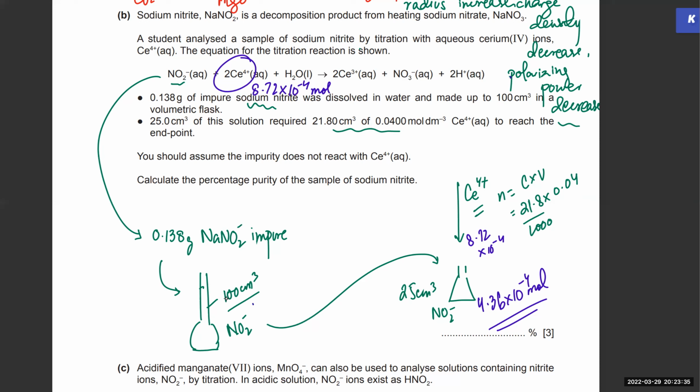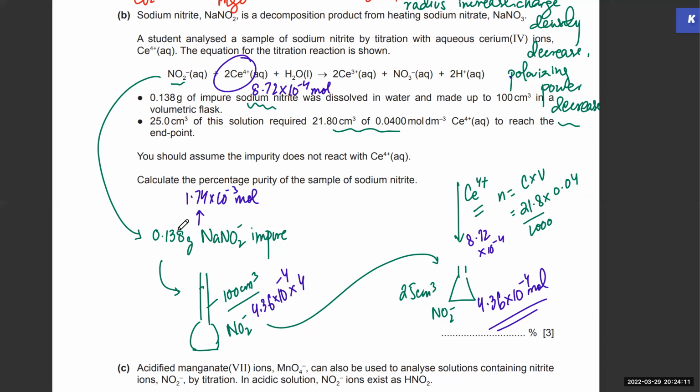So the moles over here would be 4.36 times 10 power minus 4, and that's going to be multiplied by 4, because in the 25 cm3 sample, you're getting this much. So in 100 cm3, the original sample, where you have added all of this, you're going to get this many moles. So how many moles do you have? 1.74 times 10 power minus 3. So the exact moles are 1.74 times 10 power minus 3, right? Yeah. So these are your exact moles of sodium nitrite.